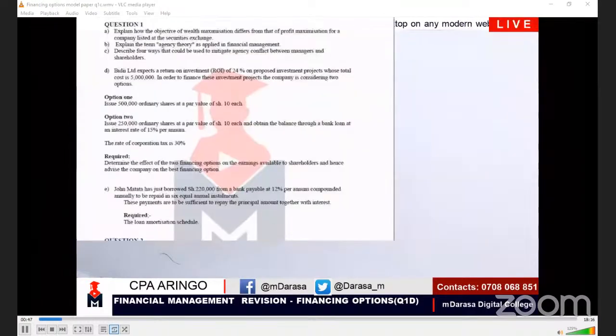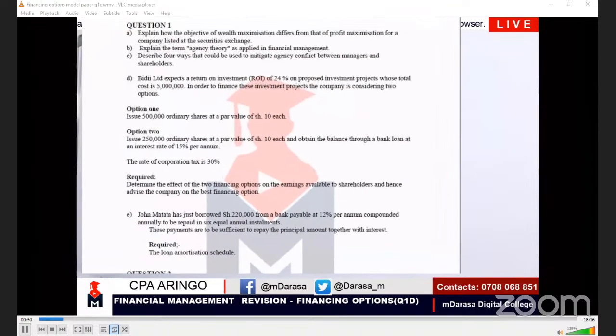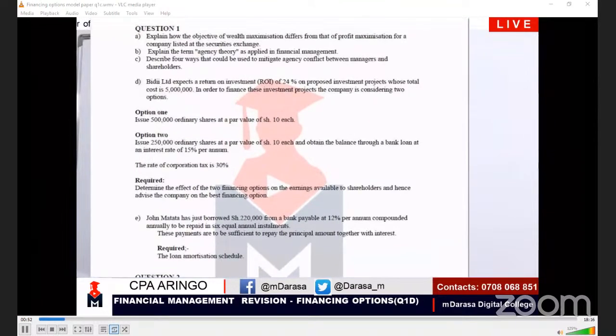I'm going to share this question of ours here, part D of the question. I believe you can clearly see the question. This is what you're told: BD Limited expects a return on investment, that is ROI, of 24% on proposed investment projects whose total cost is 5 million. In order to finance these investment projects, the company is considering 2 options.